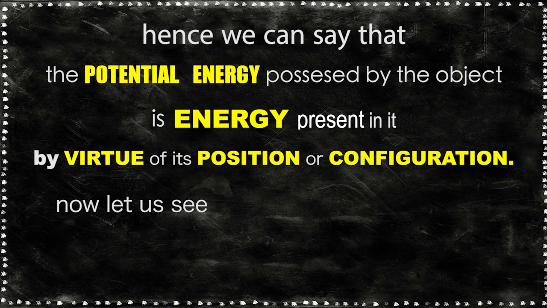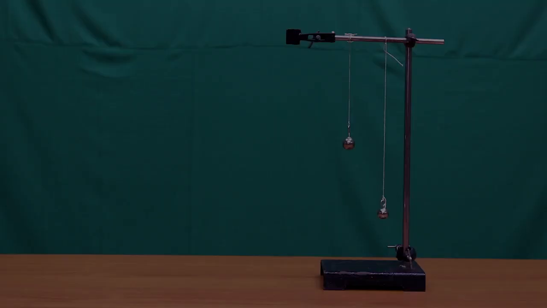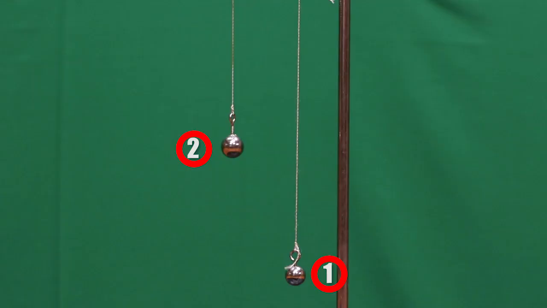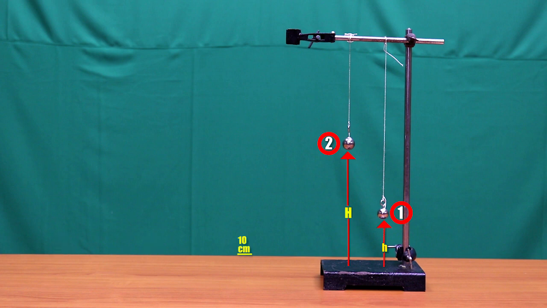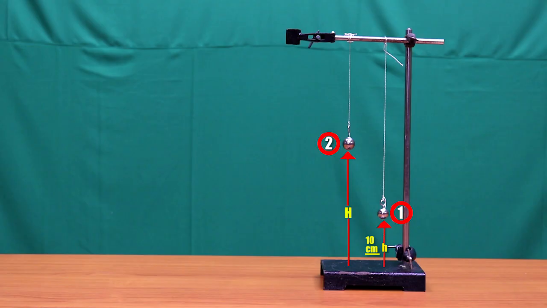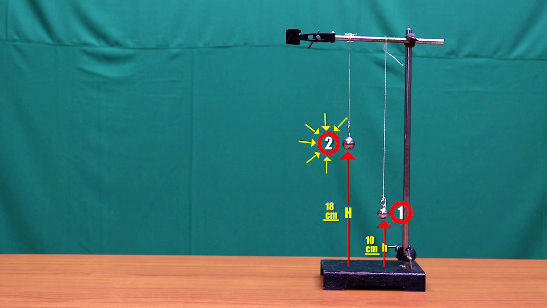Now, let us see the potential energy of an object at a height. We see that a bob is kept at a height, say 10 cm above the base of the stand, and bob number 2 is kept at a height, say 18 cm above the base. Can you see which bob possesses higher potential energy? It is bob number 2.